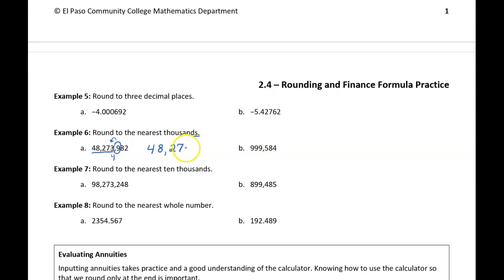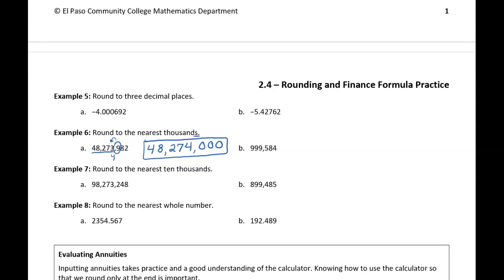48, 2, 7, 4 now. The 3 moved up to a 4. And then the numbers to the right of that 4 are going to drop down to zeros. So the rounded value is 48,274,000.